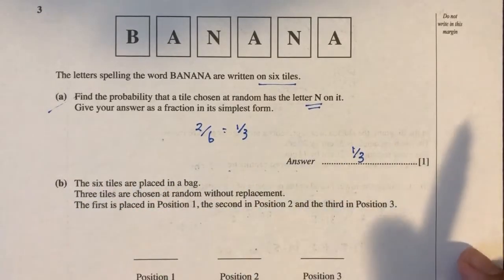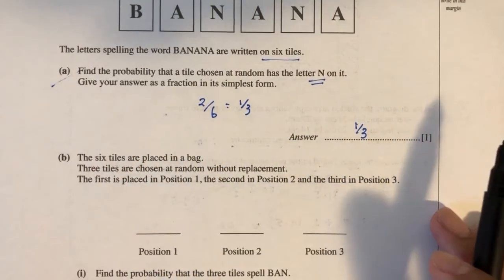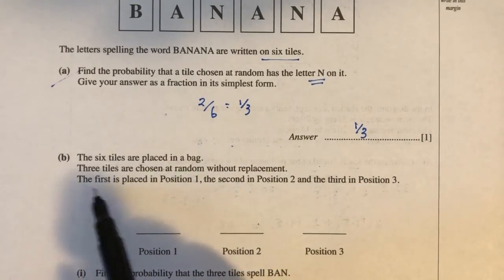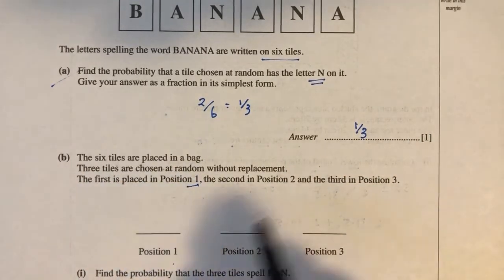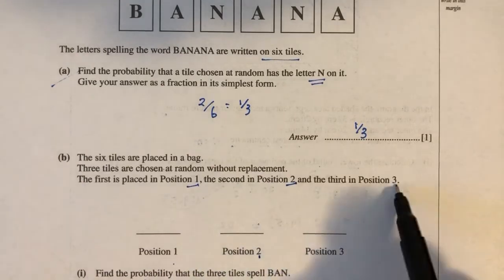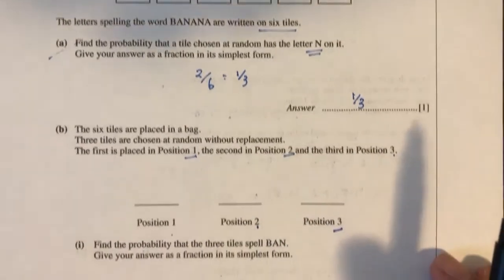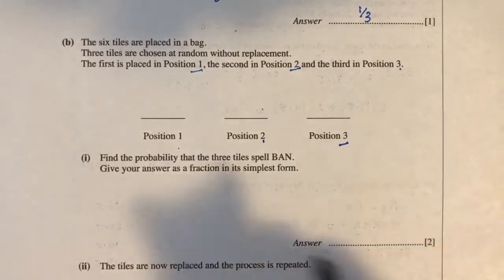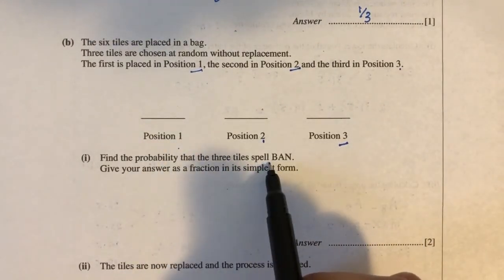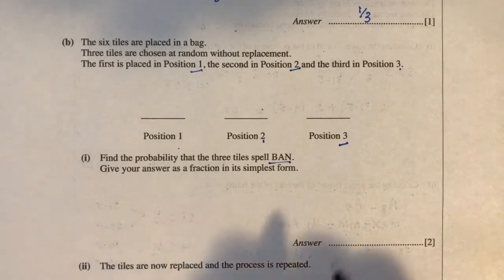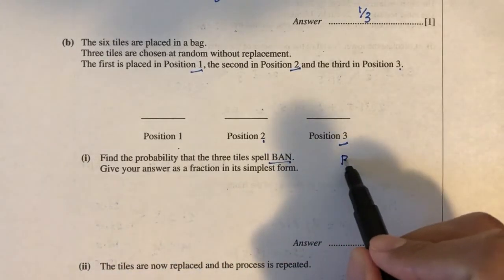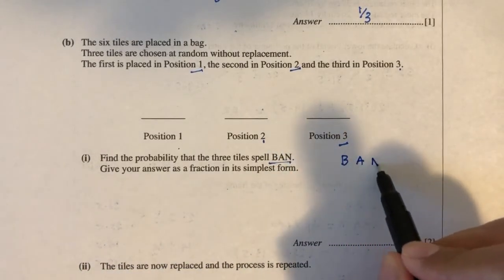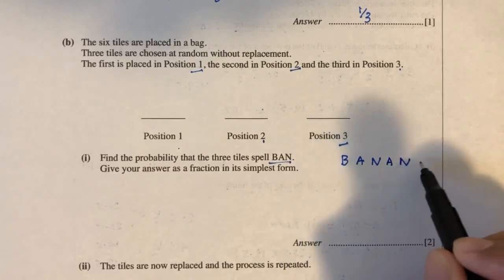Now for part B, the 6 tiles are placed in a bag. 3 tiles are chosen at random without replacement. The first tile is placed in position 1, second tile in position 2, and third tile in position 3. Now, find the chance that the 3 tiles spell ban. So as you know, banana is B-A-N, right?